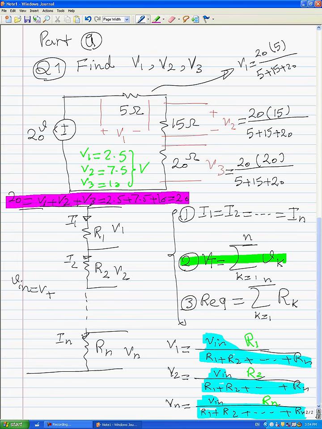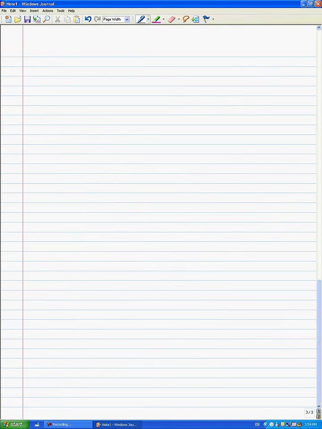Okay, the next question describes divided current rules. Question 2. In this question, we want to find out currents I1 and I2 in this circuit.